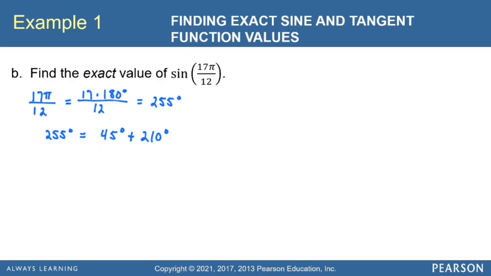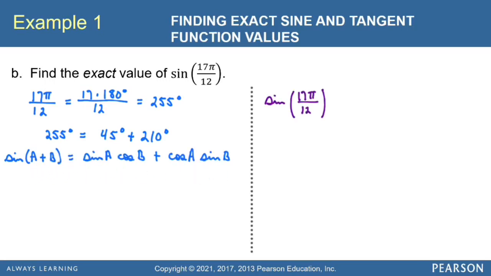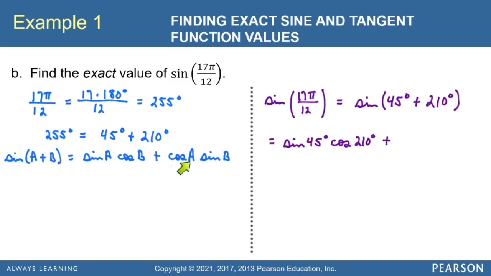Now, because this is a sum, we know that we need the identity for the sine of a plus b, so here it is. So now the sine of 17 pi over 12 is equal to the sine of 45 degrees plus 210 degrees. And so we are going to plug into our identity using 45 degrees in place of the a and using 210 degrees in place of the b. So here we go. Sine of a would be sine of 45 degrees. Cosine of b would be cosine of 210 degrees. Then we have our plus. Then cosine of a would be cosine of 45 degrees. Sine of b would be sine of 210 degrees.